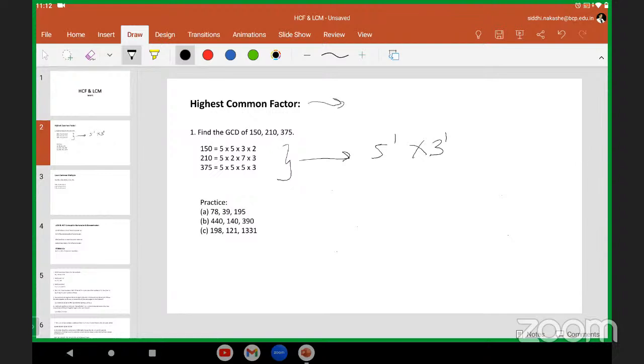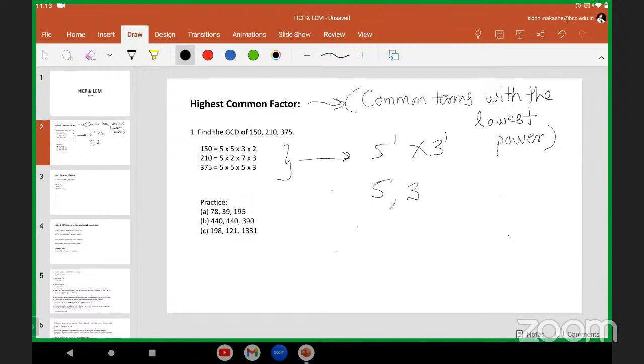In highest common factor, we choose, write it down, common terms with the lowest power. So now the common terms in these three numbers are nothing but 5 and 3. And the lowest powers are 3 raised to 1 and 5 raised to 1. Now that is nothing but 5 and 3, just multiply them. So this will be your GCD.